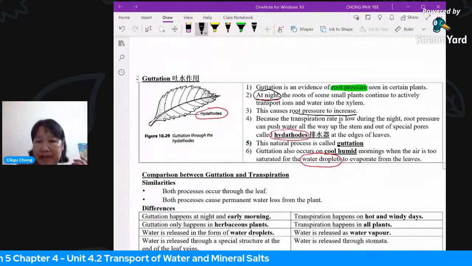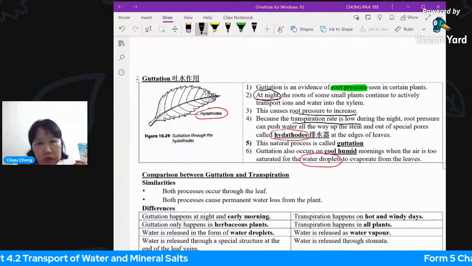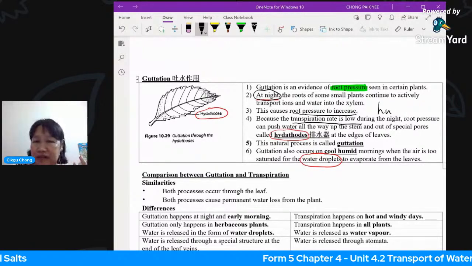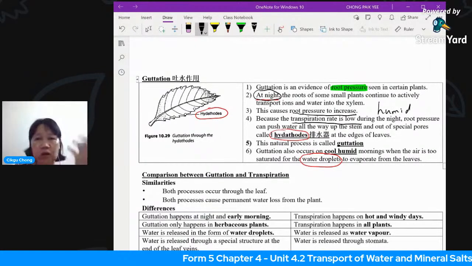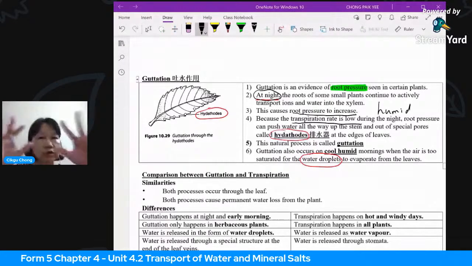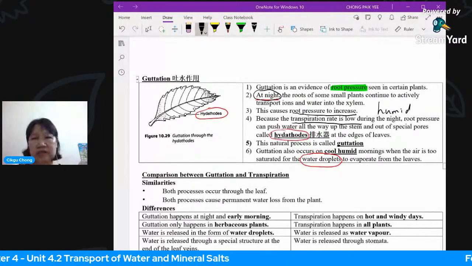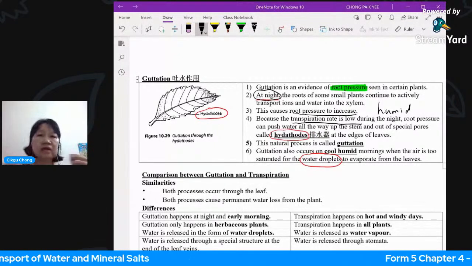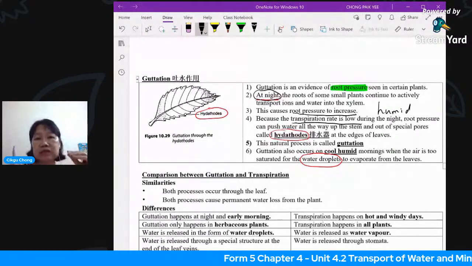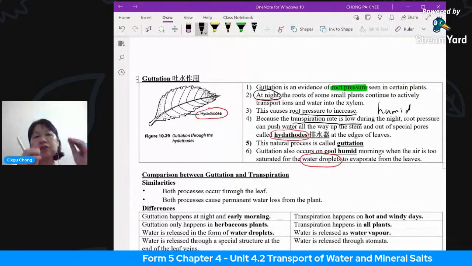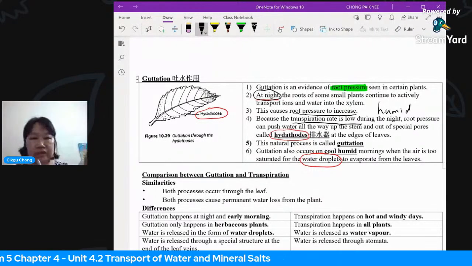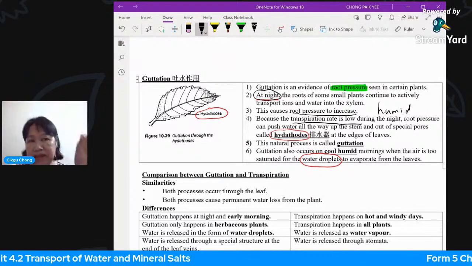And when this happens at night, the transpiration rate is low because it is too humid at night, not hot enough. 潮湿 means there are a lot of water molecules in the air, so the air is very saturated. It cannot happen through transpiration. So what happens is this root pressure is going to push the water up through the leaves here, and this water will be pushed out at the side, at the little pores there.